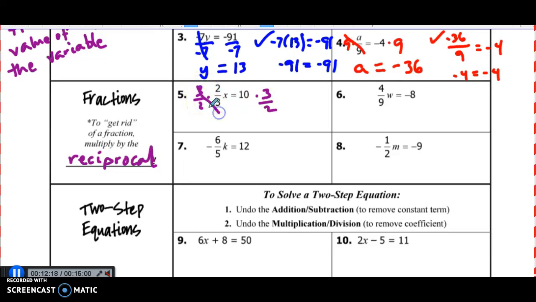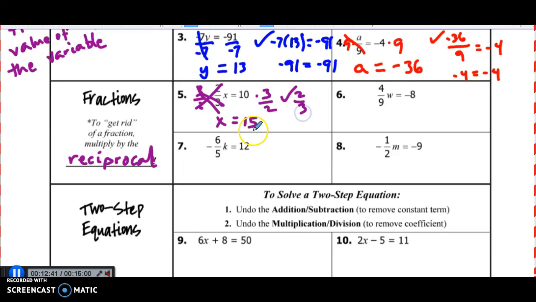And that's perfect because that will cancel my fractions. So all that's left over here is just the x. On the right side of my equation, I have 10 times 3, which is 30, divided by 2, which is 15. Let's double check our answer just to make sure that we solved correctly.